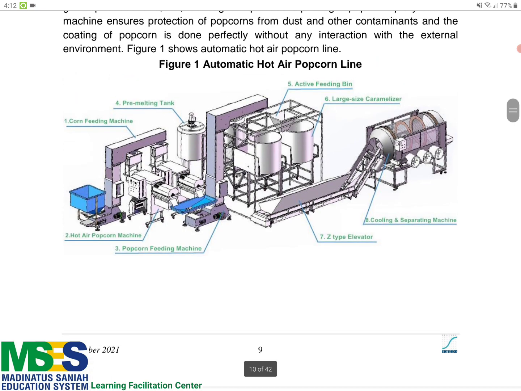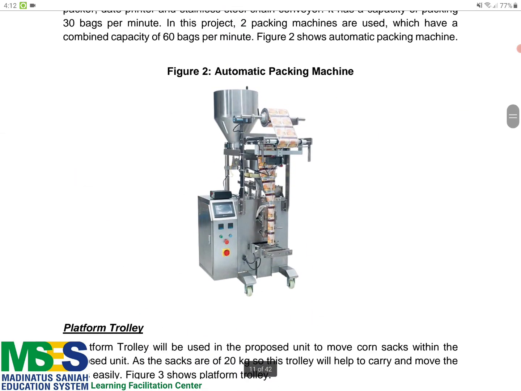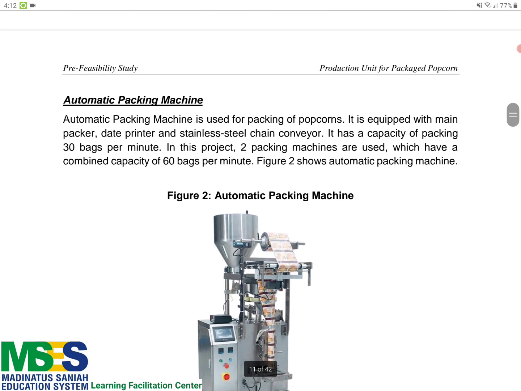Then you would also need something that is called an automatic packing machine. What does this do? Automatic packaging machine packs the popcorn in a packet. And what is its capacity? How many bags per minute?